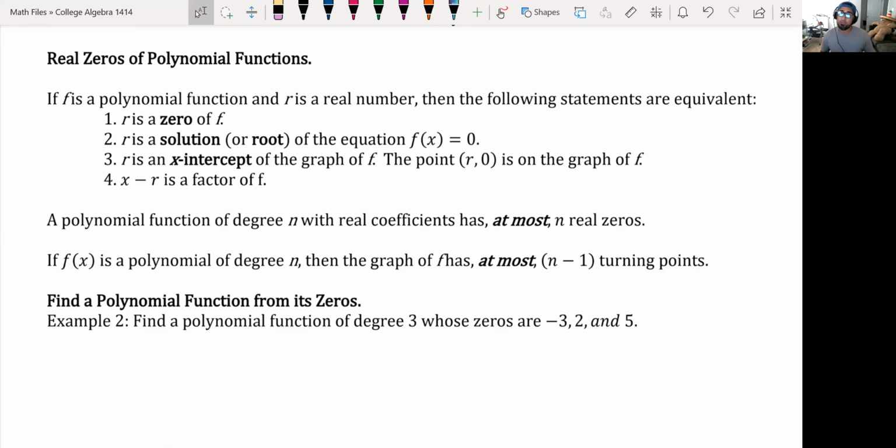So here by the definition, if f is a polynomial function and r is a real number, then the following statements are equivalent. R is a zero of f. R is a solution or a root of the equation when you set f of x equal to 0, or when you set y equal to 0, because that's how you find an x-intercept. And if you have a zero, a solution or a root, then r is also an x-intercept of the graph of the function. This makes the point (r, 0) on the x-axis of the graph. And if you have a zero, a root, or an x-intercept, it means you also have a factor of the function. Okay, so that's all we're saying there.